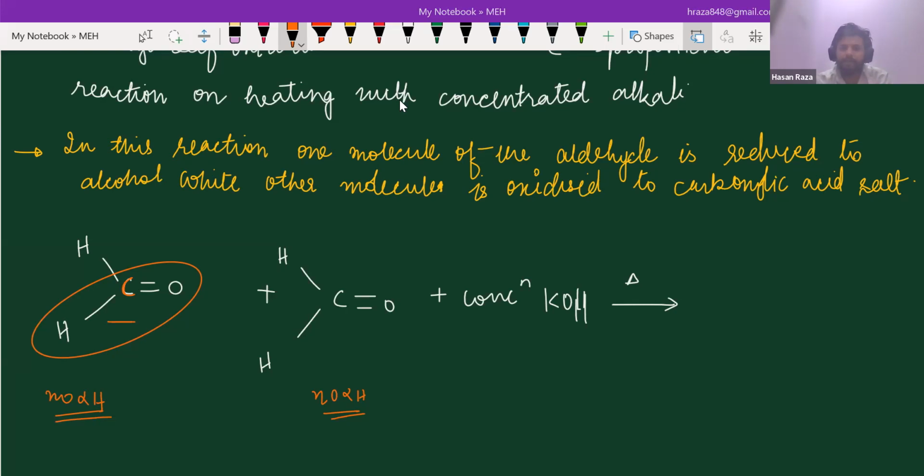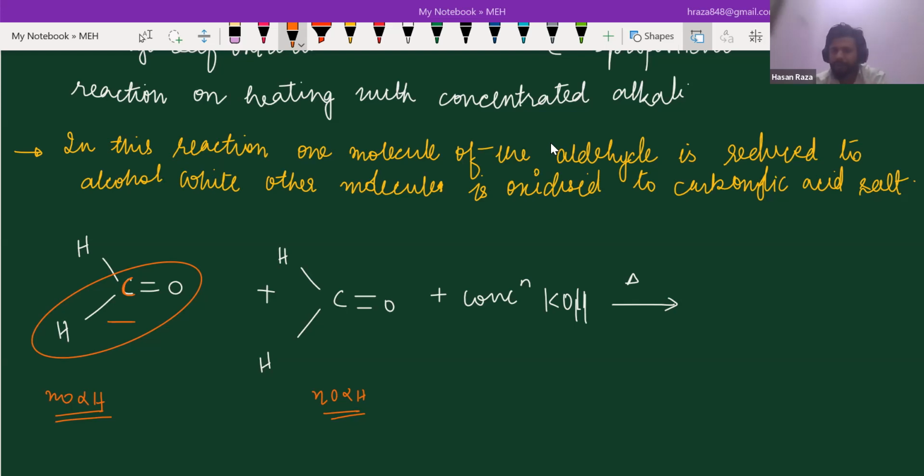Please explain this again, why there is no alpha. Fawaz, this is in Cannizzaro reaction. Cannizzaro reaction will take place in the aldehyde when there is no alpha hydrogen. Aldol reaction will take place only if there is an alpha hydrogen. This is the condition of the reaction.